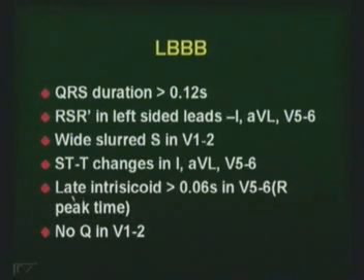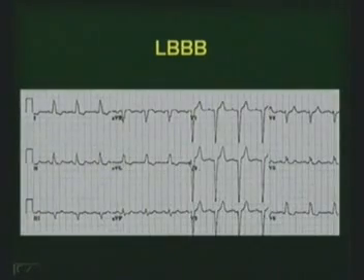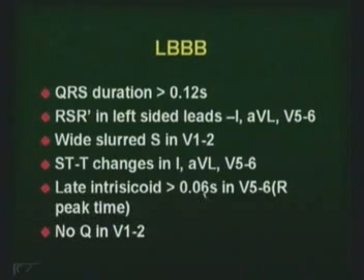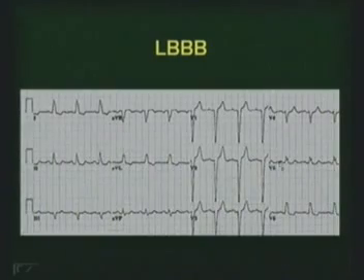There's something called late intrinsicoid activity, which just means R peak time, the time from the beginning to the peak of the QRS. So in LBBB we look at the lateral leads, V5, V6, and see how much time it takes from the beginning to reach the peak of the R wave. In LBBB it is going to take more than 60 milliseconds or 0.06 seconds, and importantly, there will be no Q wave in leads V5, V6, not V1, V2, because there is no septal depolarization.